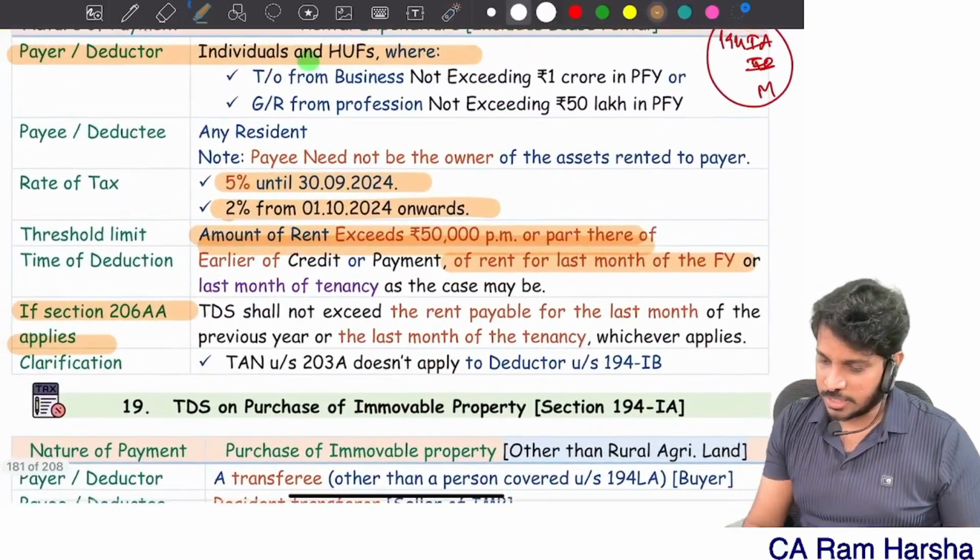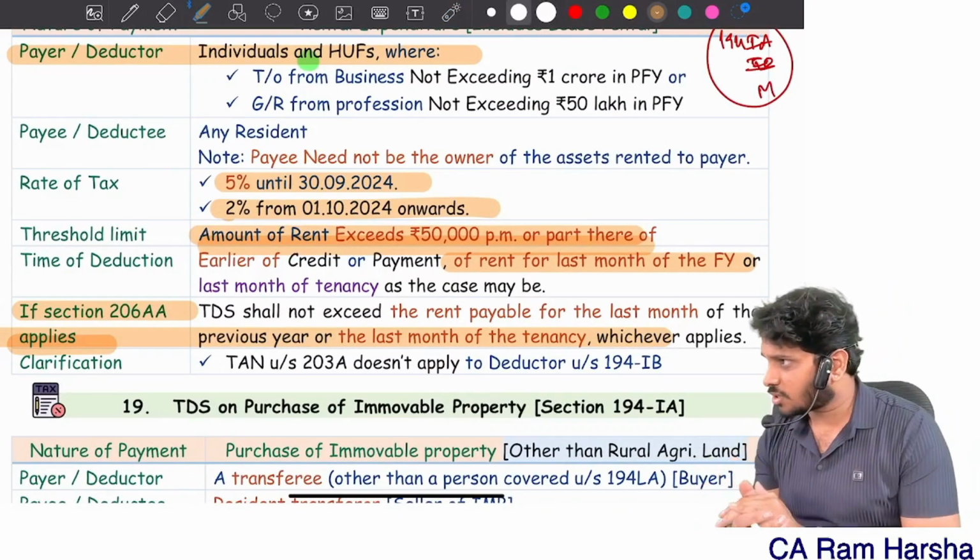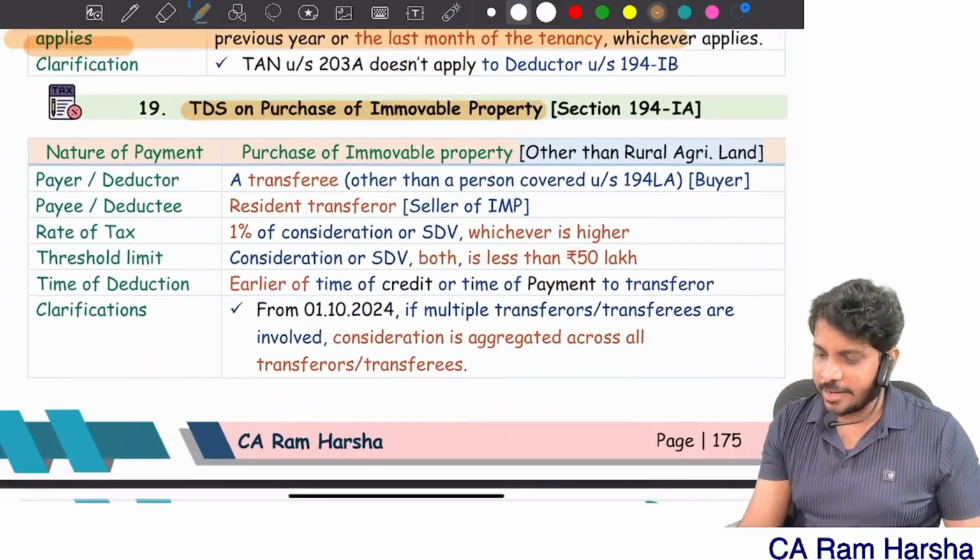So this section is over. Clear or not? Next, 194 IA.